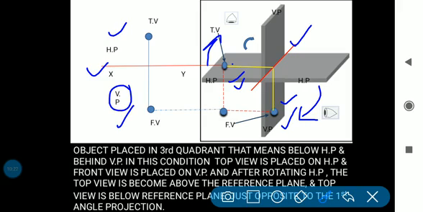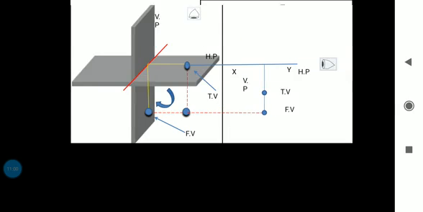So the top view is placed on the horizontal plane and the front view is placed on the vertical plane. So it is clear that after rotating the horizontal plane, the top view becomes above the reference line and the front view becomes below the reference line. This is the front view. So in the third angle projection, the top view is above the reference line and the front view below the reference line, it is just opposite to the first angle projection. Generally we use the first angle projection or third angle projection. Okay, now go to the fourth angle projection.